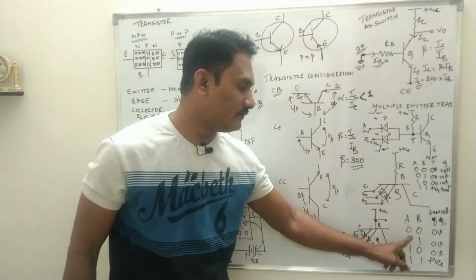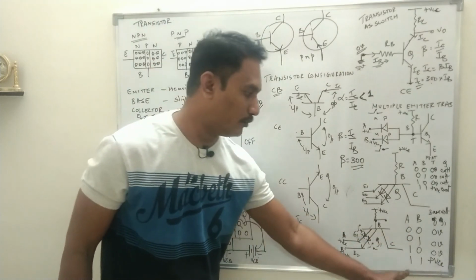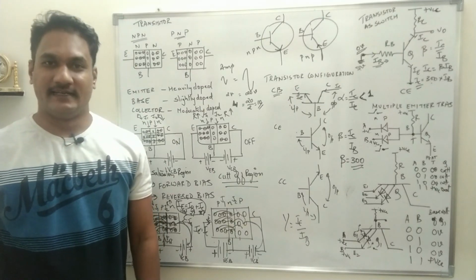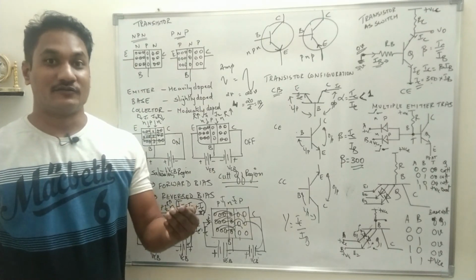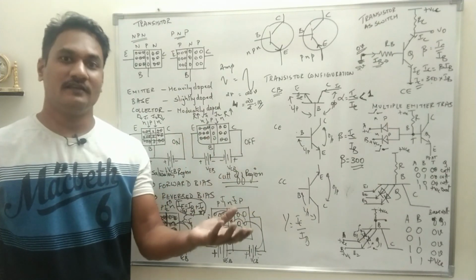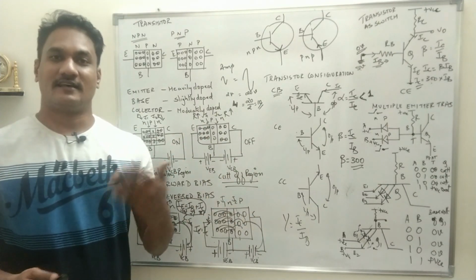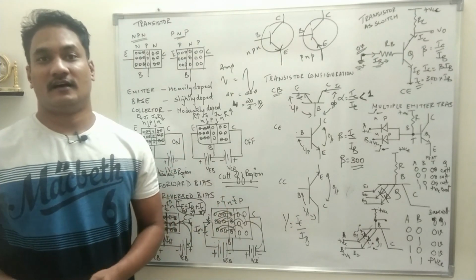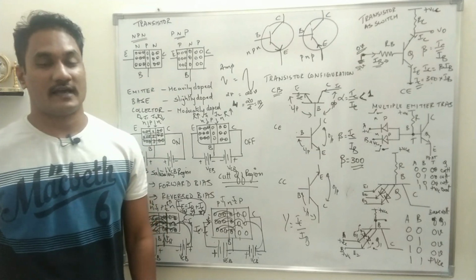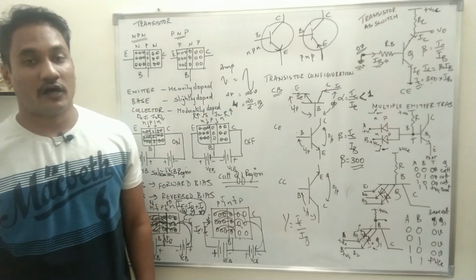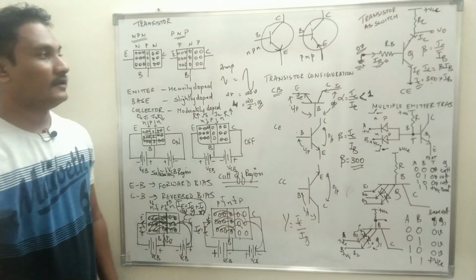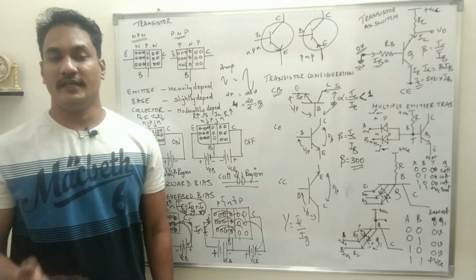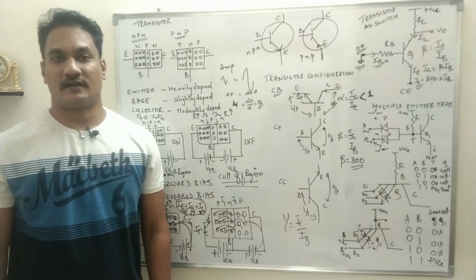That means when any one of the inputs is 0, the output is 0. When both the inputs are 1, the output is 1. It is similar to an AND gate. So this is how, basically, gates are designed using transistors, or you can make the transistor work as gates. So this is the basics of the entire transistor. This is what we are going to use in TTL, transistor transistor logic.